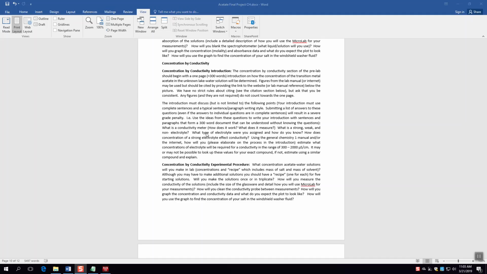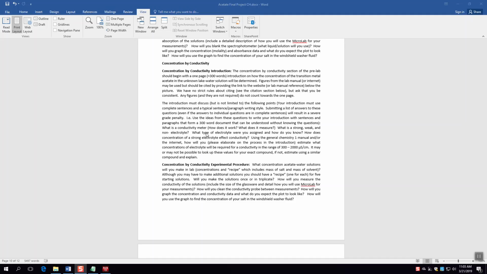An introduction is something that we put into papers that we write for chemistry to give a background set of information to the people reading our paper. Because not everyone who's reading your paper has a full background in conductivity, you want to make sure that you give a background to your audience so that they are on a good footing to understand the rest of what you're going to say. So the introduction for your case should be about 300 words, about one page, and it should talk about determining the concentration of the transition metal acetate by conductivity.